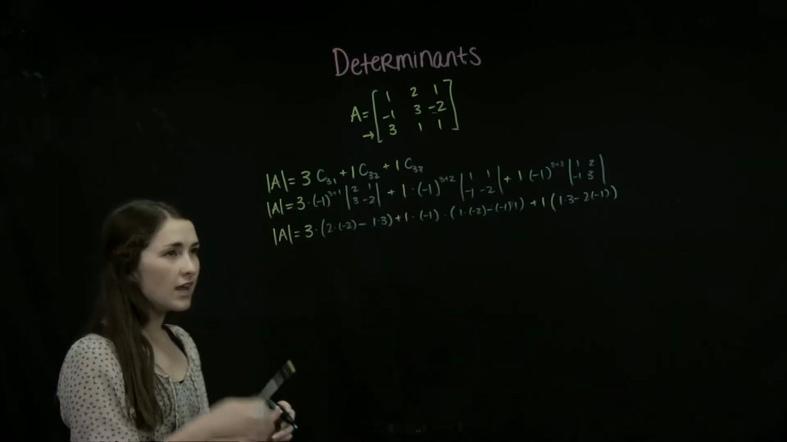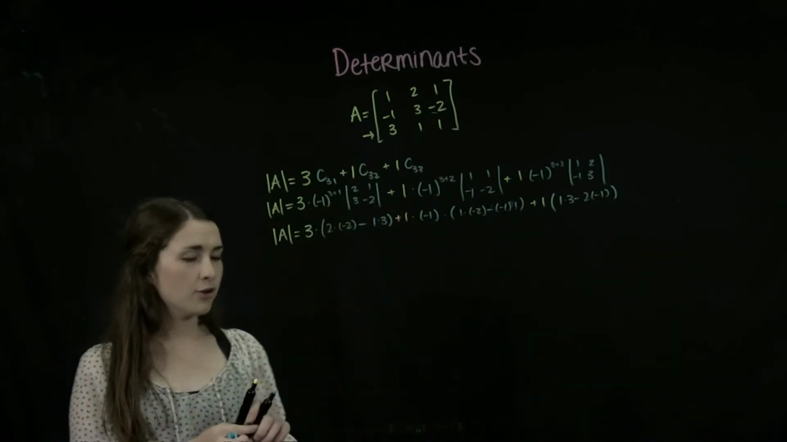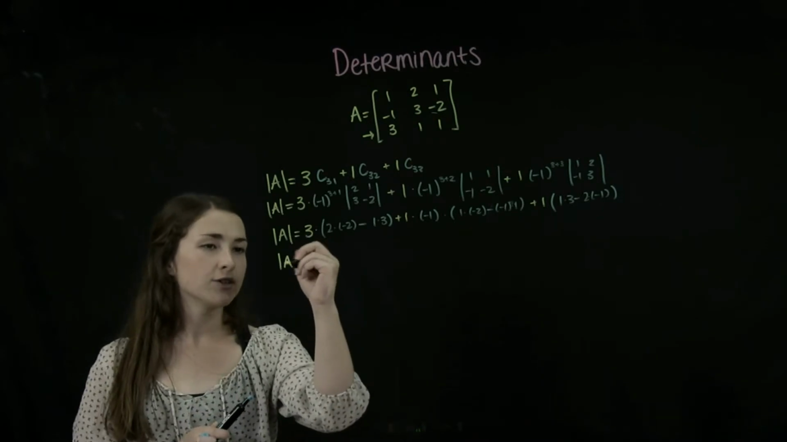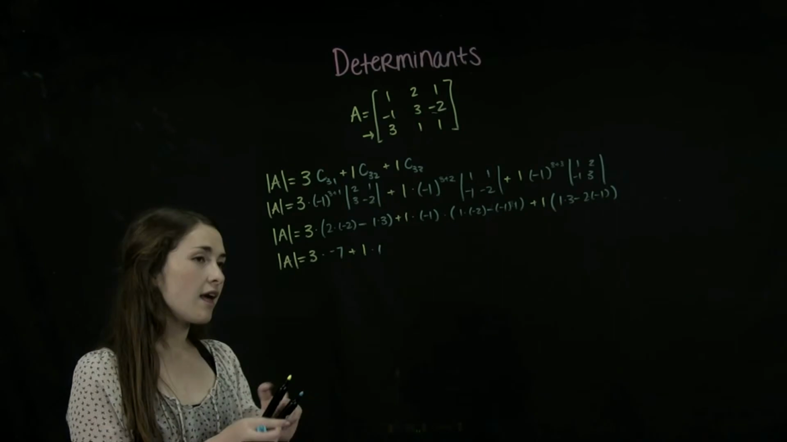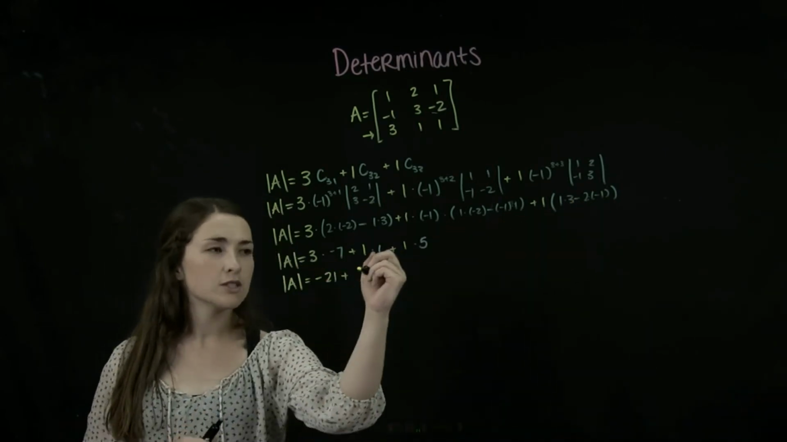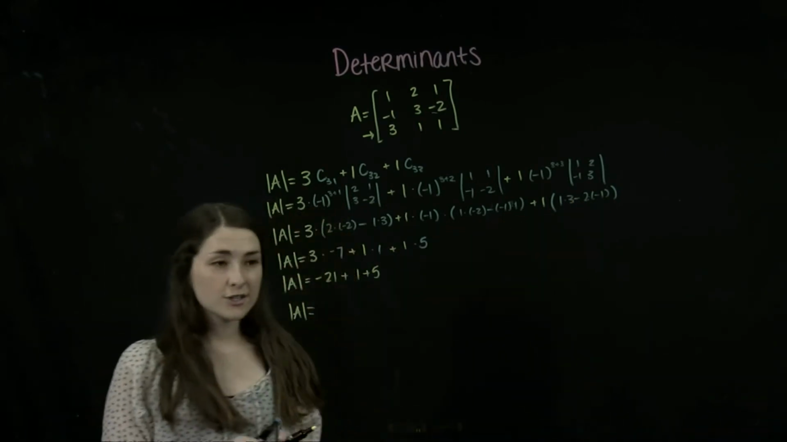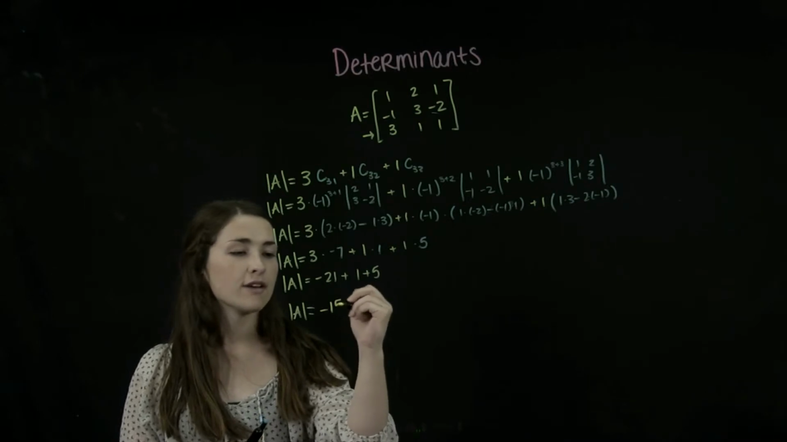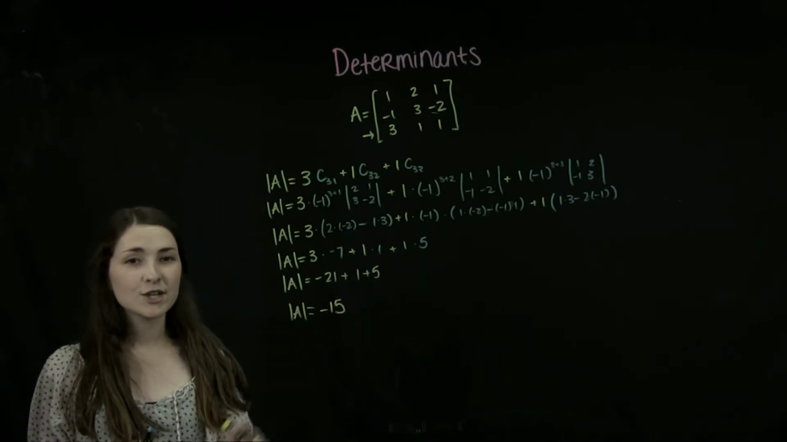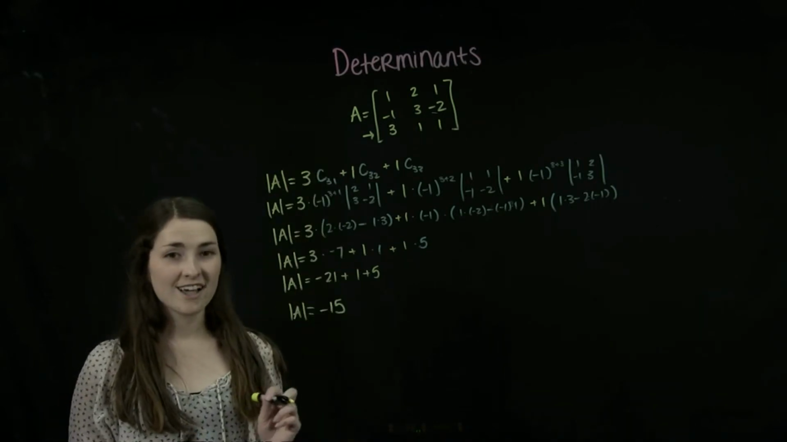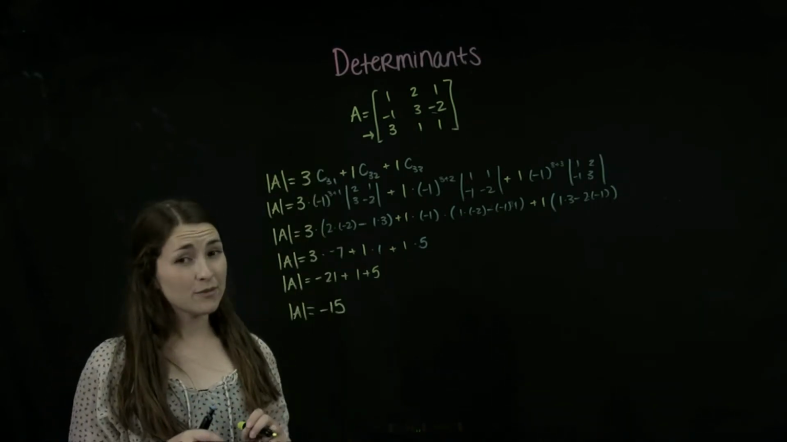Okay, so now all we have to do is simple algebra, no more determinants to take, and we'll have our determinant of A. Our determinant is equal to negative 15. Okay, so now we've successfully found the determinant of this 3 by 3 matrix. And I like to say that we pretty much rocked that.